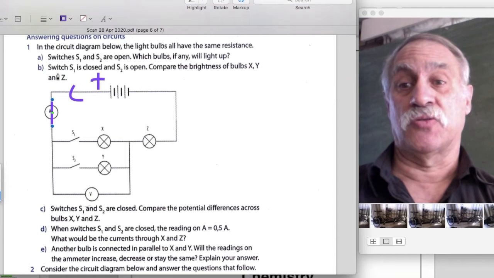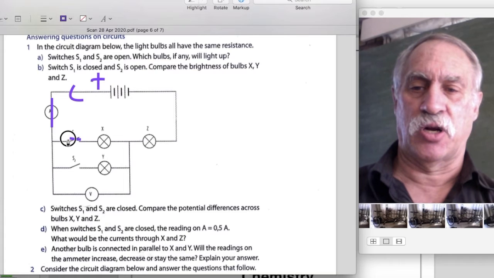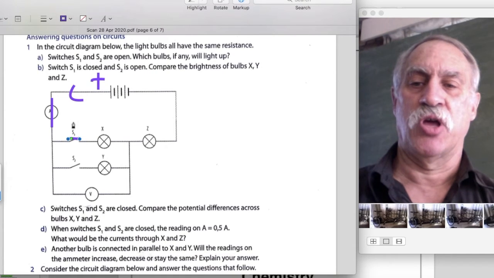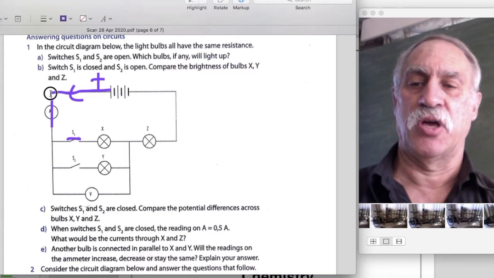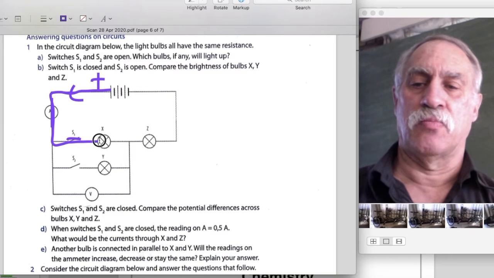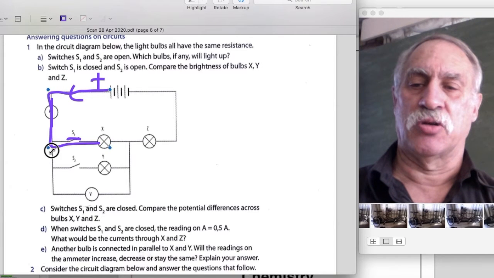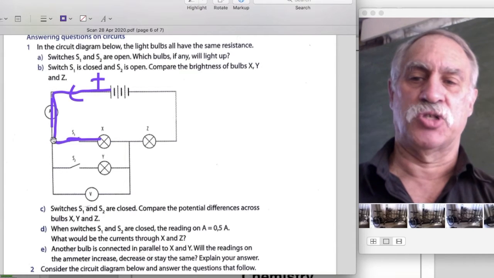B. I don't want to do all the answers for you, but I just want to help you here. Switch S1 is closed. Okay, so that one closes. And S2 is open. Which bulbs, if any, will light up? So now we went from having an open circuit to having a closed circuit. In other words, the current can go all the way from there, there, and that's where it can go. Another place it could go. Okay, so that's fine.